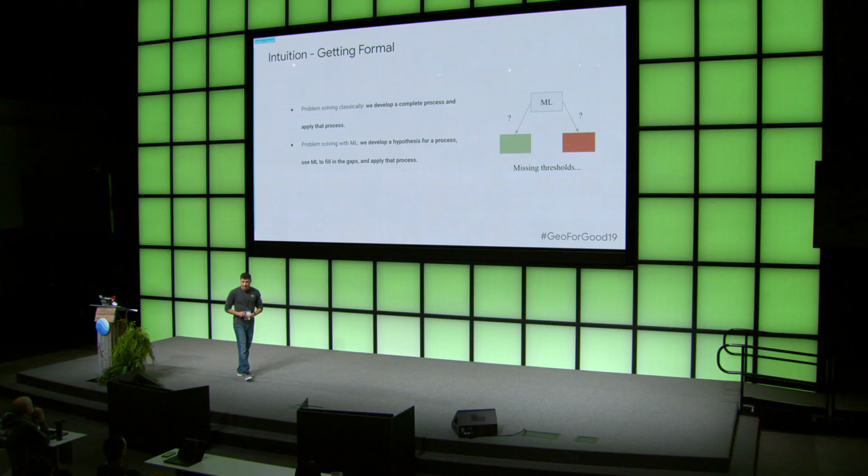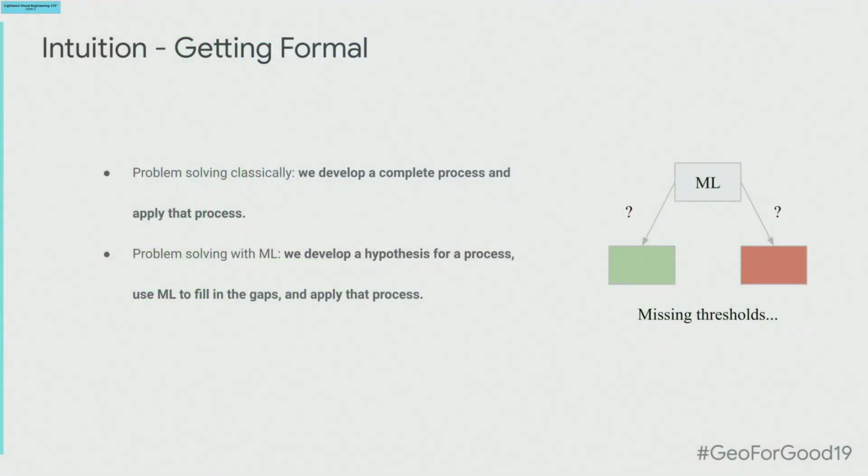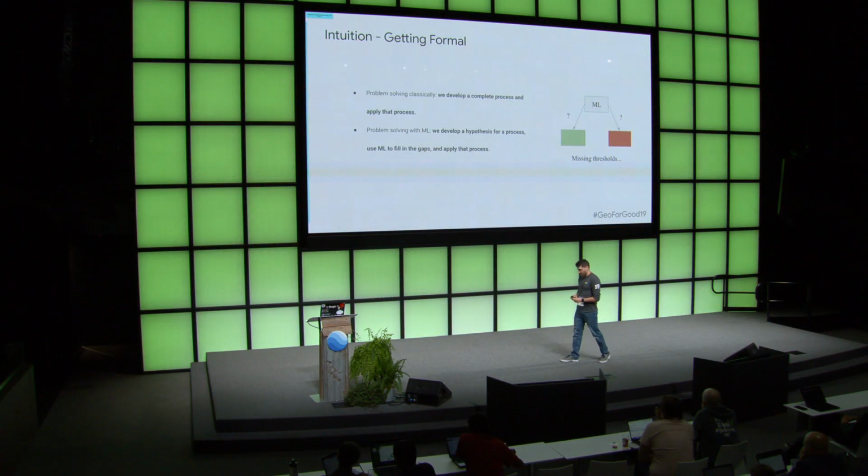Though things can get complex and it can be difficult to try and conceptualize what's actually happening, you can get a high-level understanding of what's actually going on that can inform your decisions. So we'll start by getting a little bit formal. I'm going to call it classical problem solving. We solve a problem, we develop a complete process. We know the tools we're going to use, and then we apply that process to solve our problem. This could be, this problem can be solved by looking at two thresholds, across which I'll classify things by their NDVI. That's a process, and we know how to apply that.